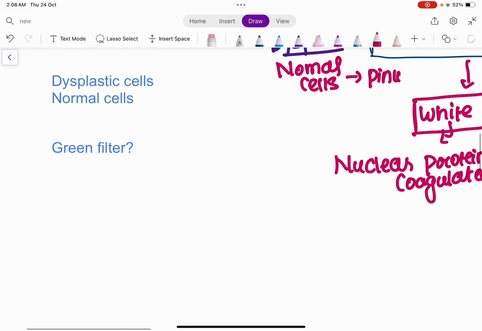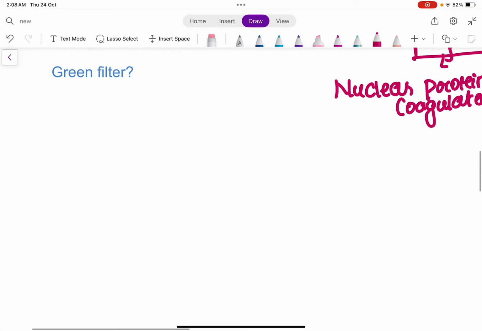Is that clear? As I stated earlier, dysplastic cells will appear aceto-white, whereas the normal cells will appear pink in color, right? So this is all about the colposcopy guided biopsy. Now there is a specialized feature in this colposcopy, and that is the green filter. In this colposcope, we know there is a focal light coming and the magnification is around 30 times, and the colposcope has a green filter. Through this green filter, you can actually visualize the abnormal blood vessels.